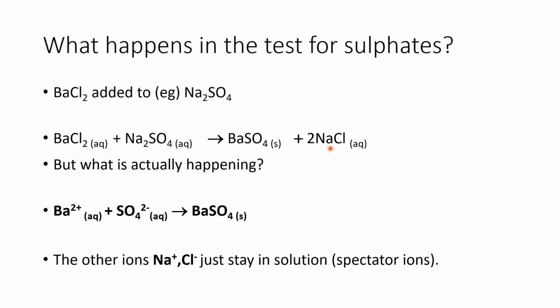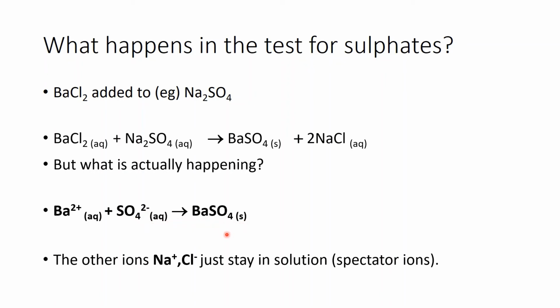Hopefully what you've worked out is that the chloride ions are unchanged and the sodium ions are unchanged. So as a result, we can write a simplified ionic equation where barium ions, Ba2+ aqueous, will react with sulfate ions, SO4 2- aqueous, to form barium sulfate, which is a solid precipitate.